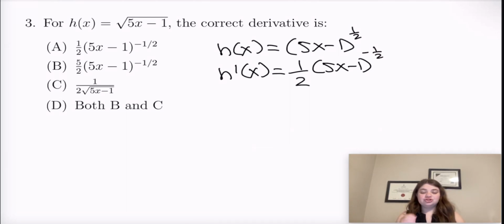And then for the times g prime of x part, we have to multiply by the derivative of 5x minus 1. The derivative of 5x minus 1 is 5. So I'll be multiplying that by 5.